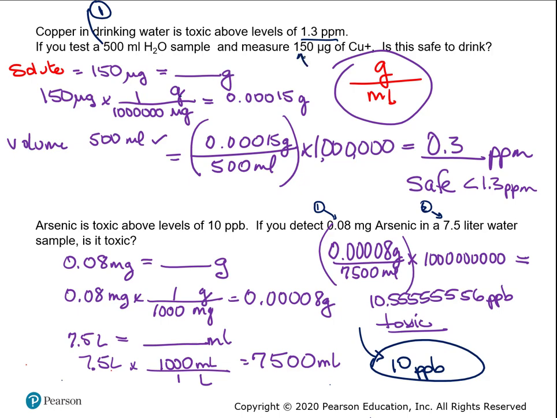150 micrograms, that has 2. So my answer would only have one significant figure. Well, I'm okay there because 0.3 has just one significant figure, so I wouldn't have to do any rounding for that one. If I ask you to calculate the parts per million or parts per billion, then make sure that you include significant figures in rounding. But if you have to compare a number to a standard, then look at your whole number. Don't look at your rounded number when you come up with an answer of whether it's toxic or not.